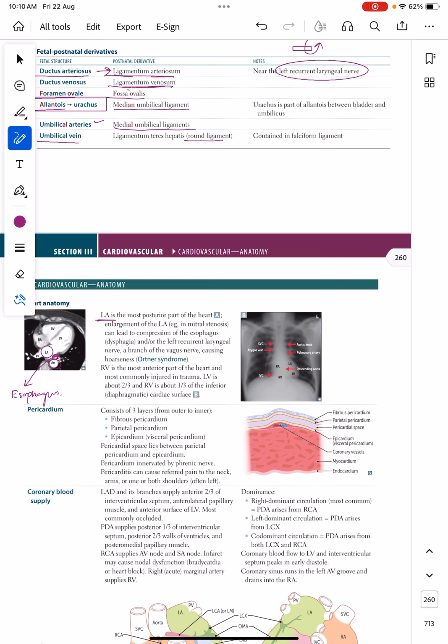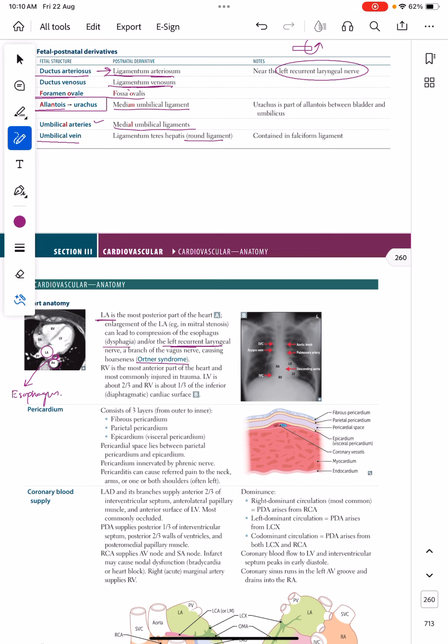It will compress on the esophagus, causing dysphagia, and it also compresses on the left recurrent laryngeal nerve, which rounds around the ductus arteriosus, which becomes the ligamentum arteriosum, the remnant. So when it compresses against these two structures, it causes dysphagia and hoarseness. This is known as Ortner syndrome. We'll study this again in mitral stenosis.